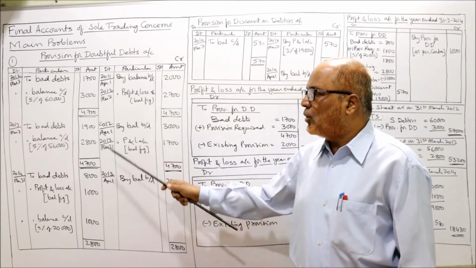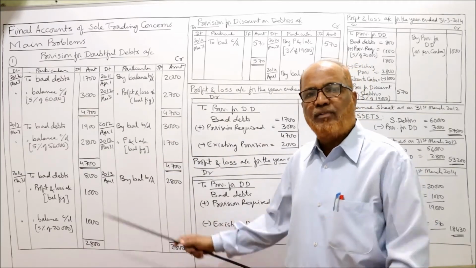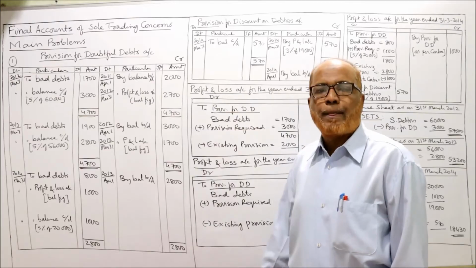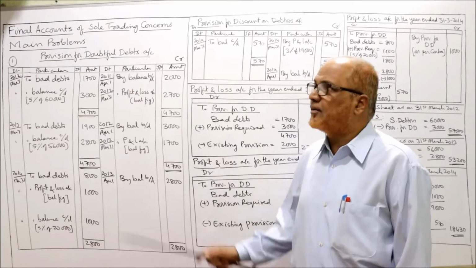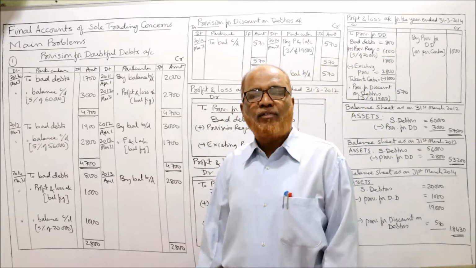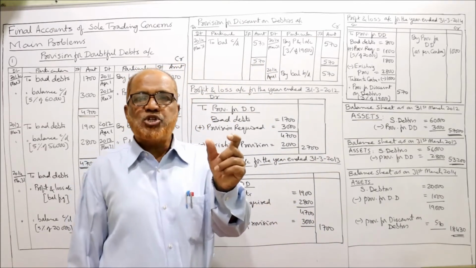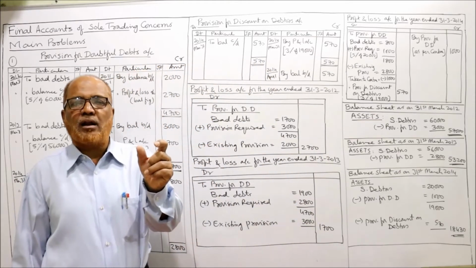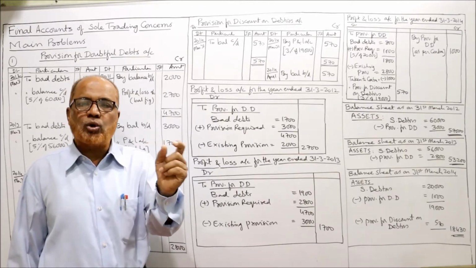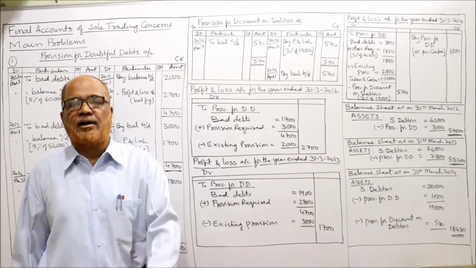11-12 and 12-13 we don't have. 13-14 we have provision for discount on debtors. So we have it. What is the entry for provision for discount on debtors? The entry will be profit and loss account debtor to provision for discount on debtors.